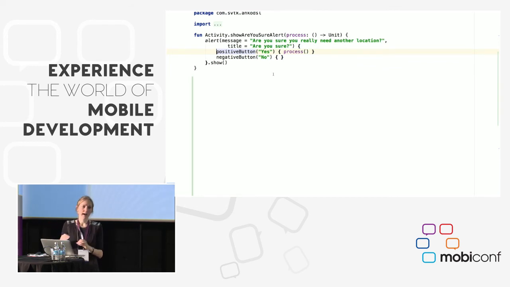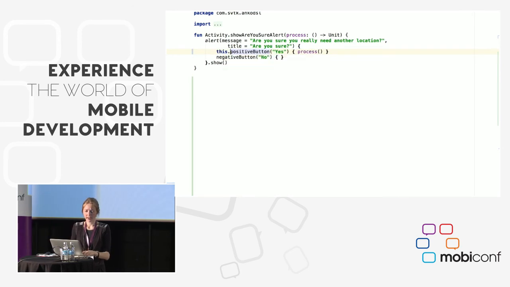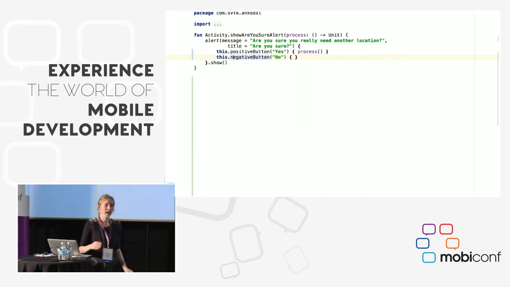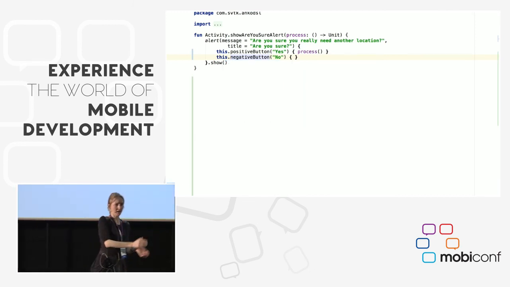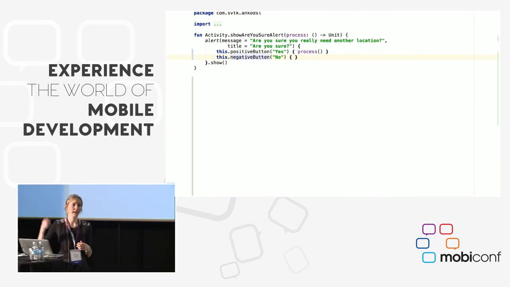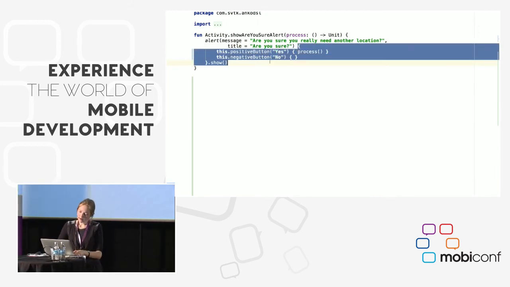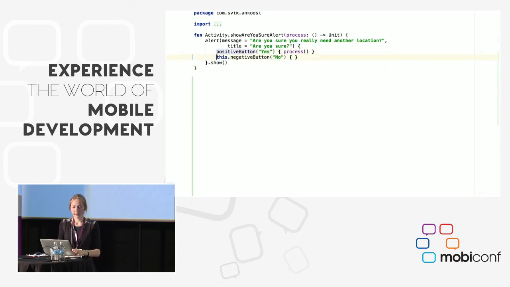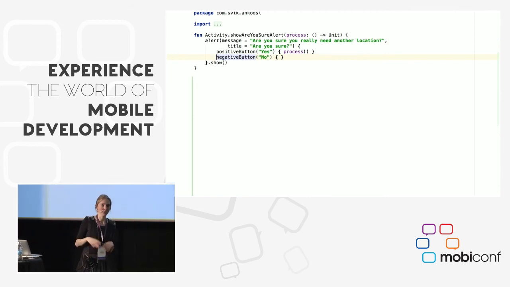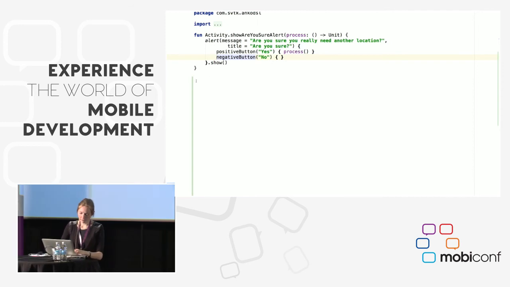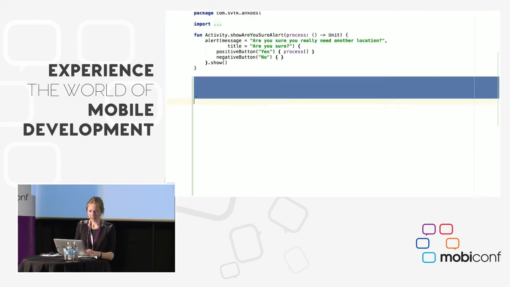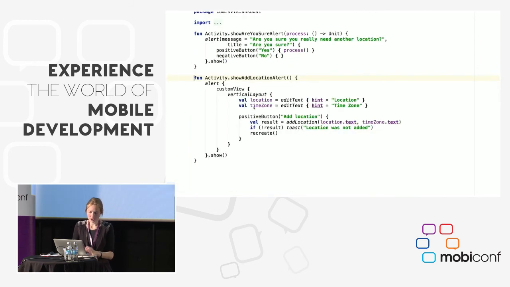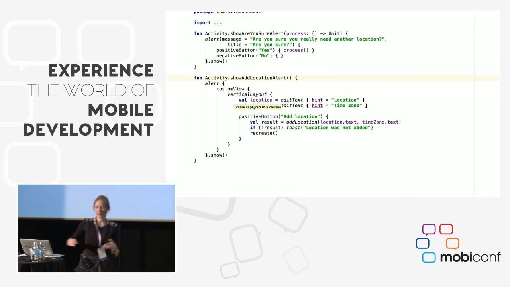The idea is that, as we've seen with the toast function and extension properties, actually these positive button and negative button functions are called through this reference. They are extensions to an implicit receiver hidden in this lambda. So the details are not very important here. The main idea is that in Kotlin, you can create these layouts dynamically, and it can be very useful for different cases, for very complicated applications, or for just very simple cases of these layouts.